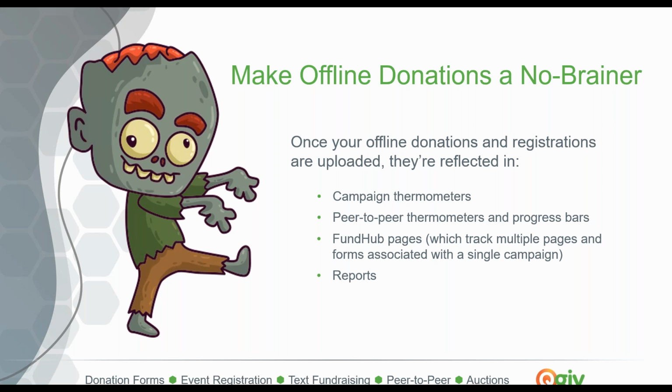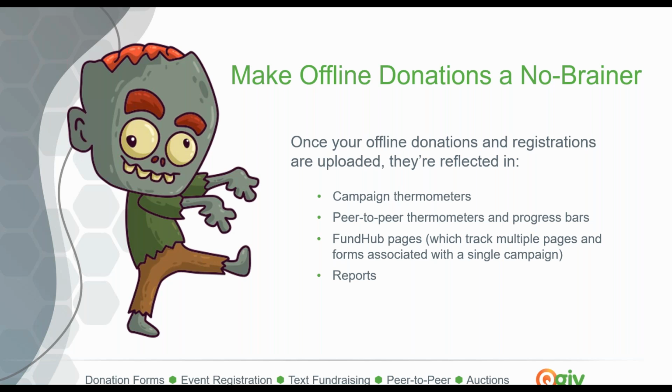If you are using one of our Fund Hub pages, that's a way for you to track different pages and events and donation forms all in one area that can all be nested under one campaign. So if you're running a year-end fundraising campaign and you have two different donation forms and a peer-to-peer event and a goal-based thermometer campaign, you can track all of those in one little Fund Hub so you can see your progress towards your overall goal.